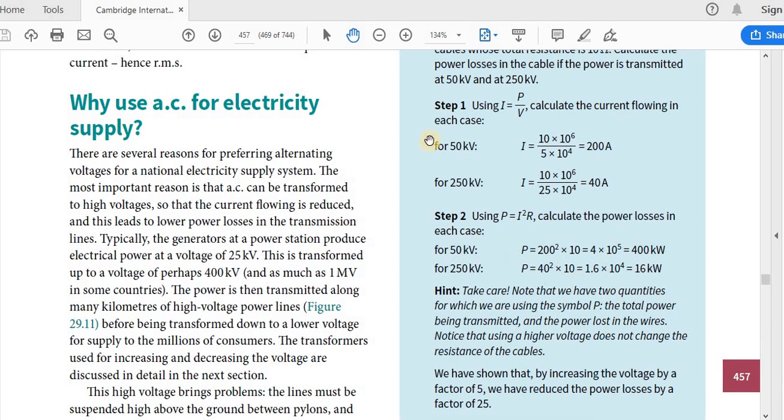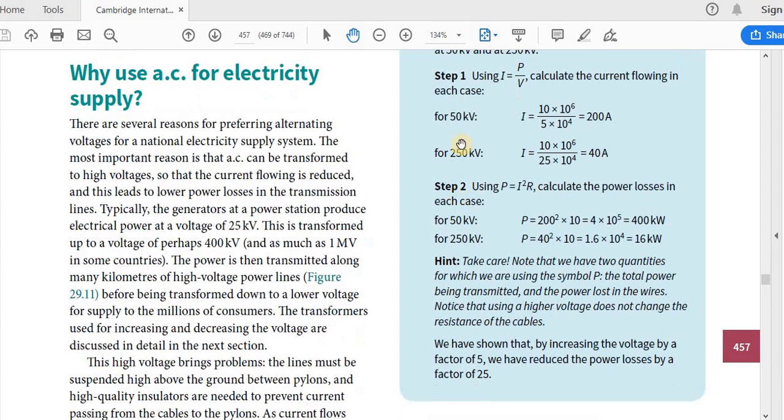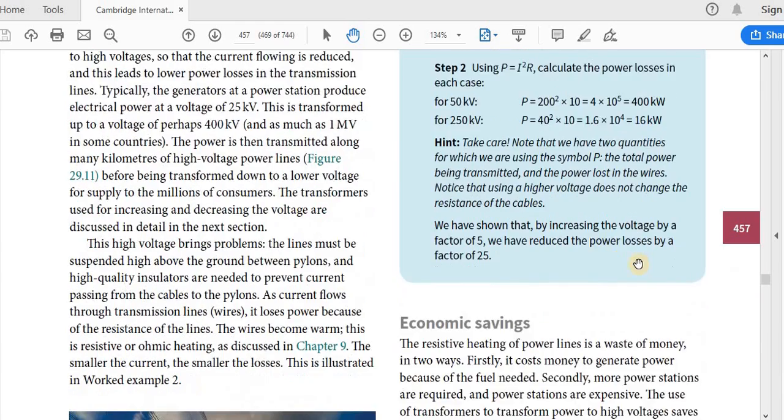Increasing the voltage by a factor of 5. So 50 times 5, 50 is 100, 200, yeah, 200. So if you multiply this by 5, you get 50 times 5, 250. And if you do that, the power loss is reduced by a factor of 25. So divide this by 25, you would get 400 divided by 25 is 16. You can try it with your calculator.